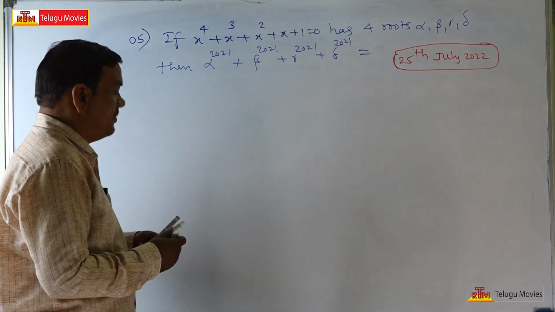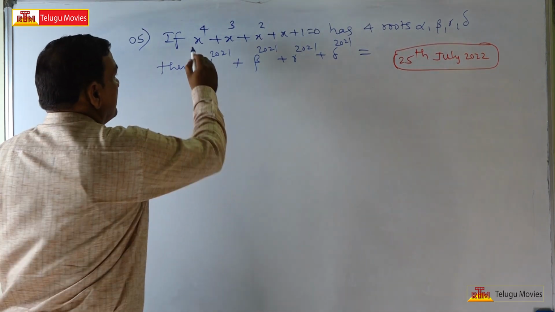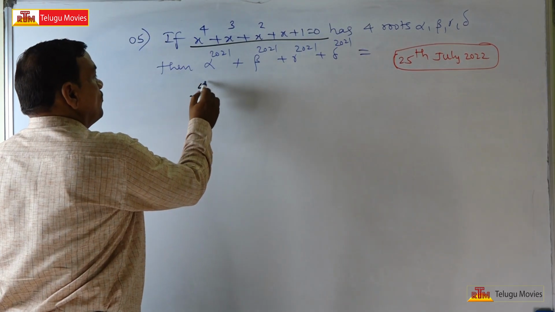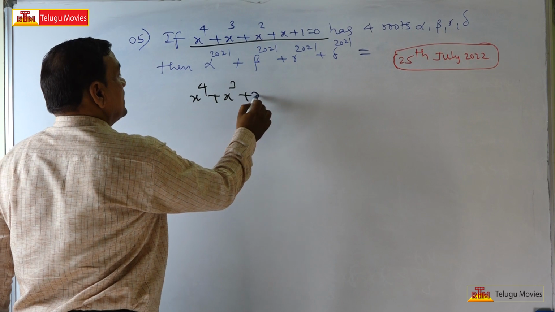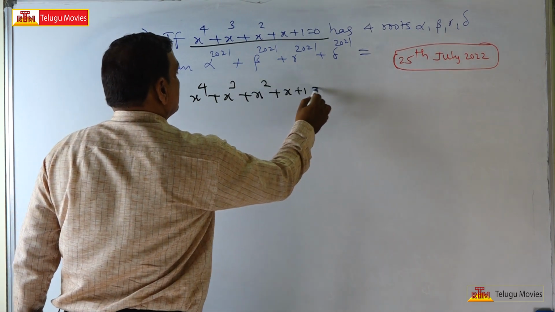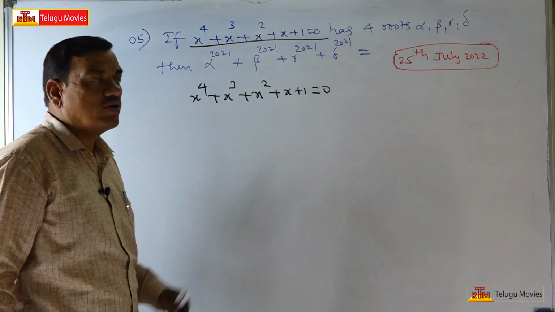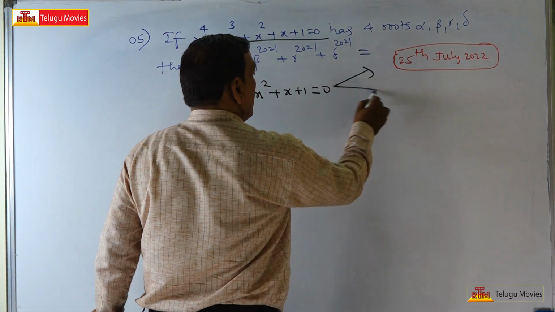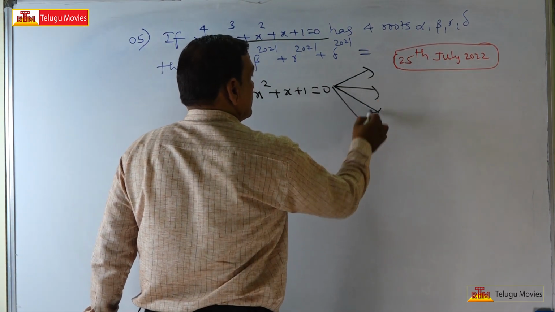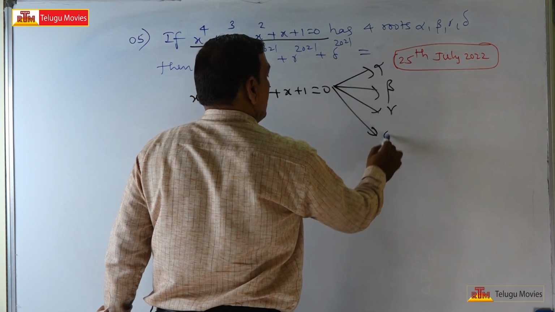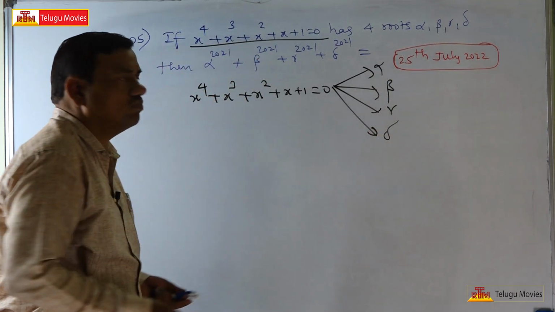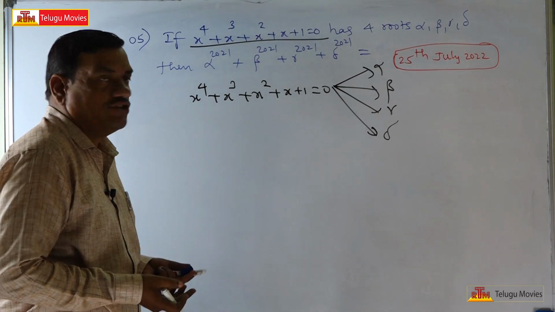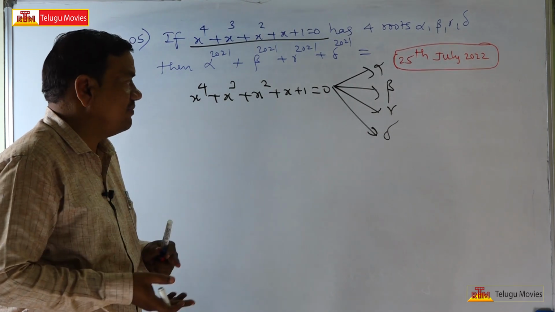The next problem is, here one equation is given. The equation is x power 4 plus x cube plus x square plus x plus 1 is equal to 0. It is a biquadratic equation. It has 4 roots. They are alpha, beta, gamma, delta. We don't know the nature of those roots, whether they are real roots or imaginary roots, how many real, how many imaginary, we don't know.